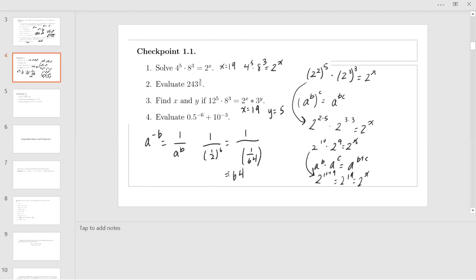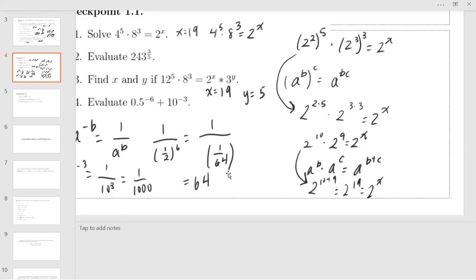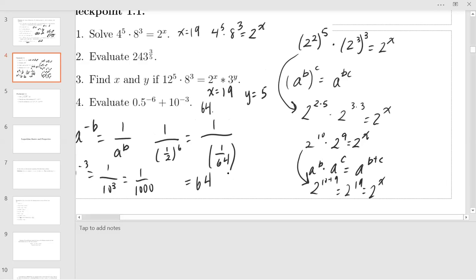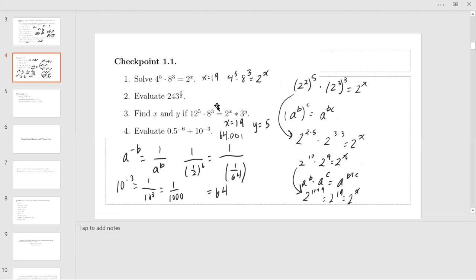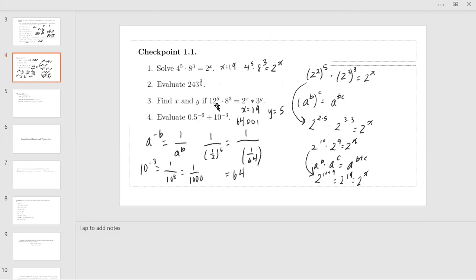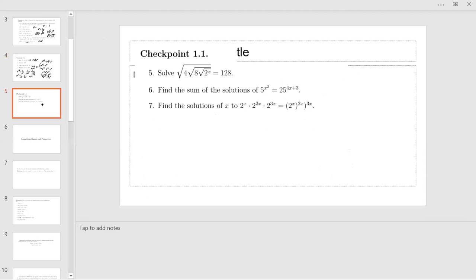And then we need to add 10 to the negative 3. So 10 to the negative 3 would be 1 over 10 to the 3, which is 1 over 1,000. So our sum would be 64.001 because 1 over 1,000 is simply 0.001. Now you guys can try the second half of this checkpoint.